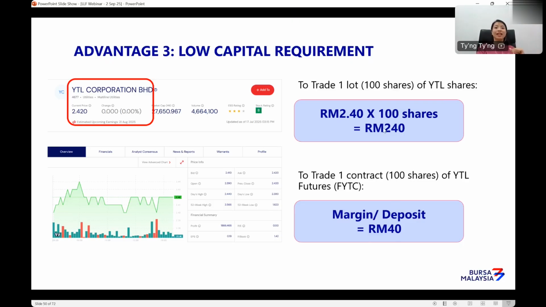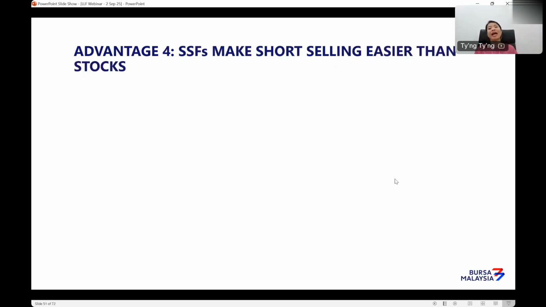So the first thing for you to understand is, you can see that with the same number of shares that you are going to own, the initial capital is lower for single stock futures. It's a fraction of it only, 1/6, very low compared to that. Meaning with a similar deposit to owning 100 shares, you can own 6 contracts, which is 600 shares. Same initial capital. So this is the third advantage. And the final advantage, the highlight of it, is that SSF makes short selling easier than stocks.